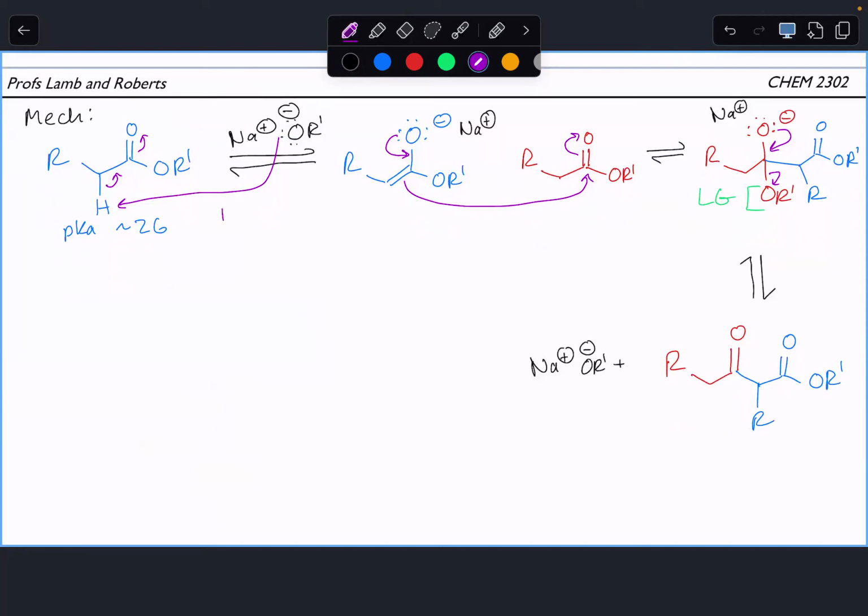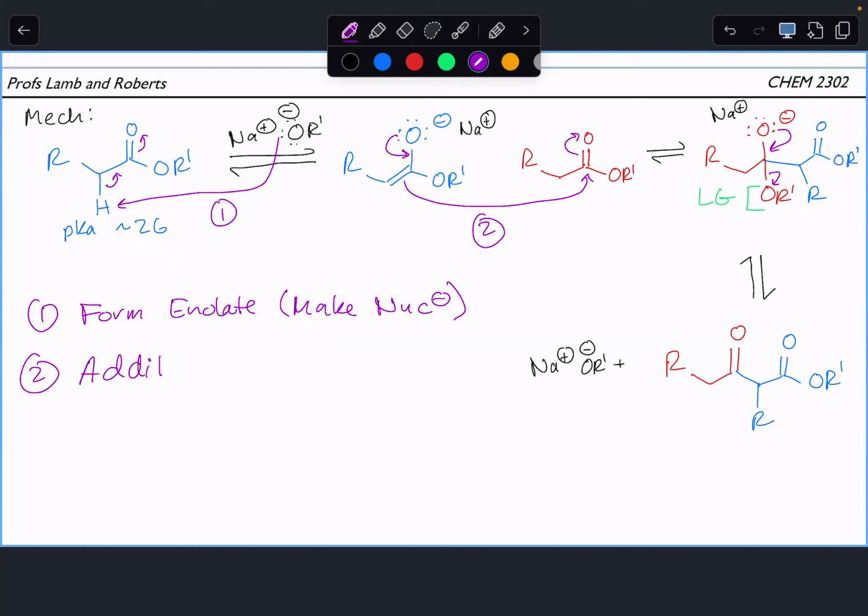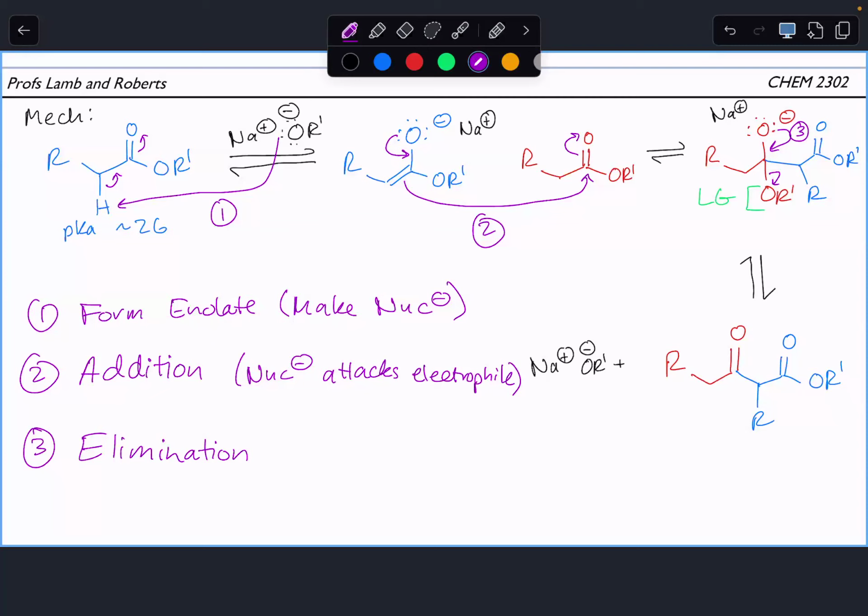Okay, we're gonna walk through that one more time. Step number 1, form our enolate, AKA make your nucleophile. Now that we have a nucleophile, step number 2 is addition, like nucleophilic acyl substitution addition, or you can think about it as nucleophile attacks electrophile. And then step 3 over here is elimination. Right? So you collapse the tetrahedral intermediate, leaving group leaves. Now, the tricky part about this is that this is the correct product.